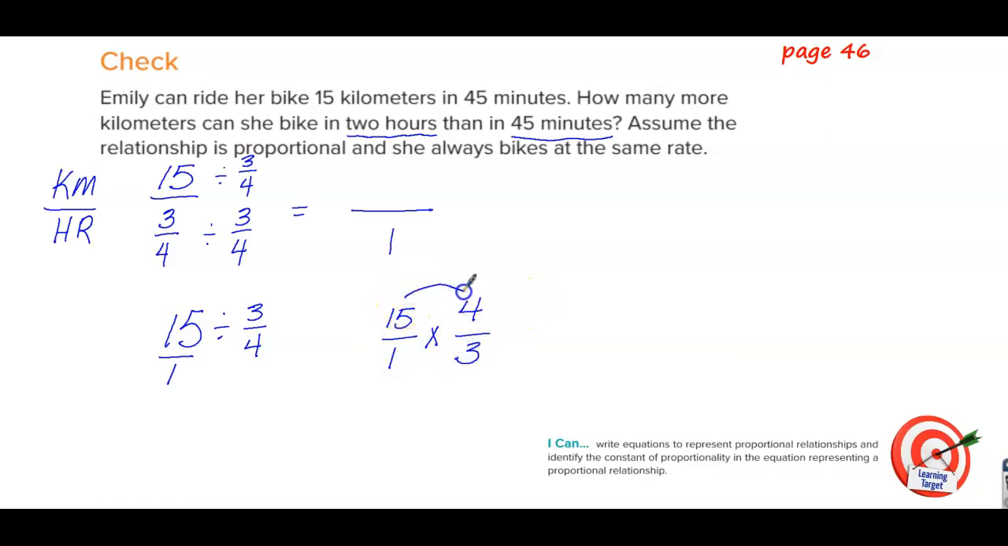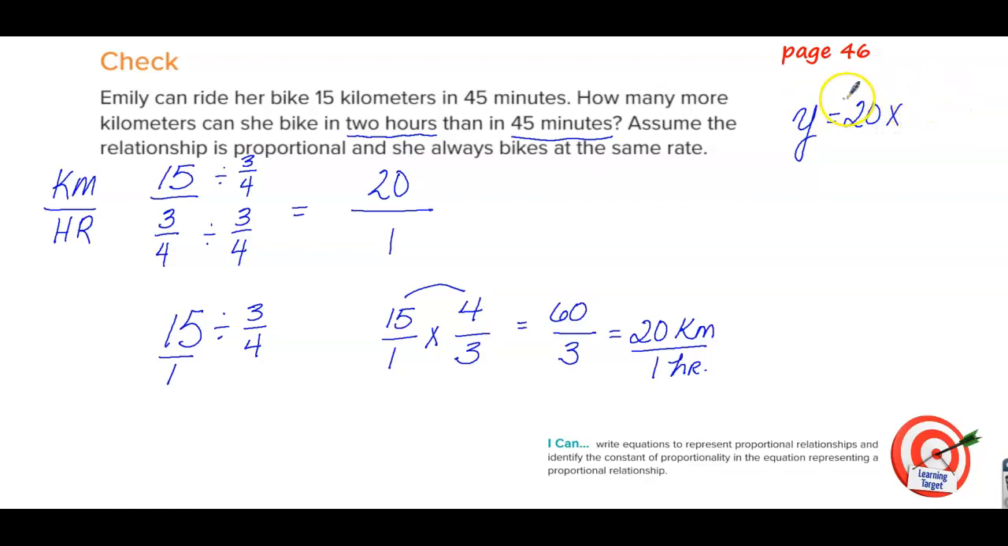Now we're ready to multiply it out. 15 times 4 is 60, and 1 times 3 is 3. And 60 divided by 3 is 20. But 20 what? She can do 20 kilometers in 1 hour. This was our unit rate. Okay. So 20 kilometers in 1 hour. So if it asked for an equation, this would be y equals 20x. But it didn't ask for an equation.